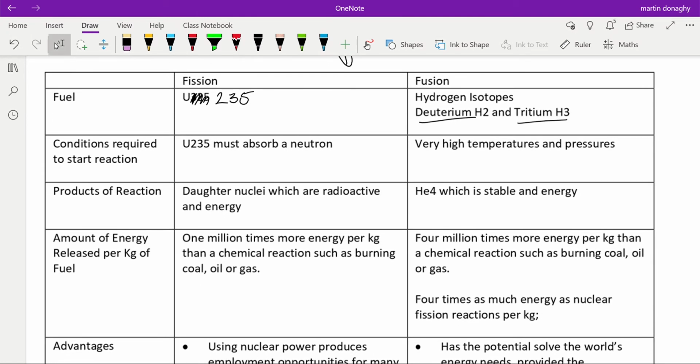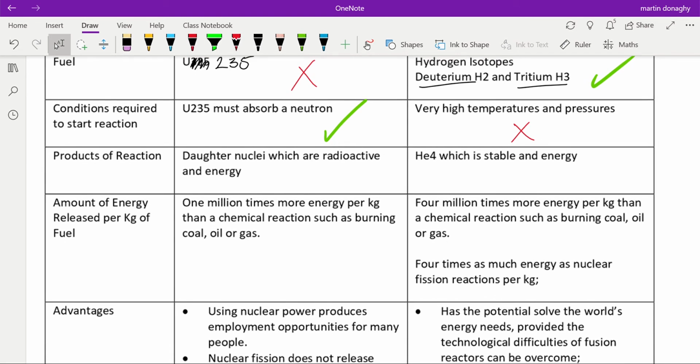Conditions to start the reaction. To start a nuclear fission reaction, uranium 235 nuclei must absorb a neutron. Let's tick these. That's easy. To get fusion to happen, we need very high temperatures, hundreds of millions of degrees centigrade, very high pressures. That's a drawback. Okay. In terms of the previous one, this fuel is more plentiful than this fuel.